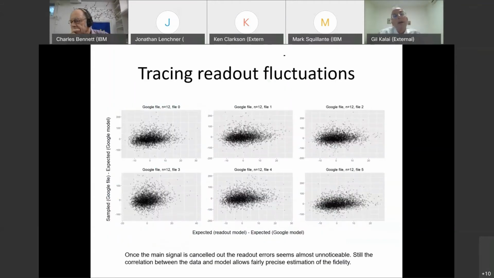So here, again, if you look at what we expect from the readout model minus the major model, which is the noiseless probabilities mixed with the uniform distribution, and we compare the model and the data, we get a cloud which does not indicate much. But as it turns out, there is a certain correlation, and this correlation is also related to the fidelity and gives you a fairly good alternative way to estimate the fidelity.